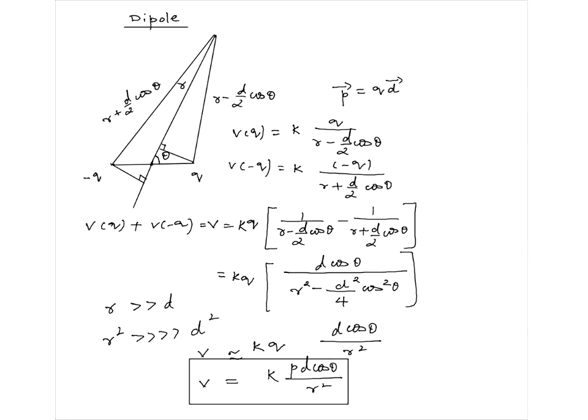Note that it has got R square in the denominator. When you look at an isolated point charge, R square doesn't come in the bottom. R comes, for potential. So this standard result is in R theta format.